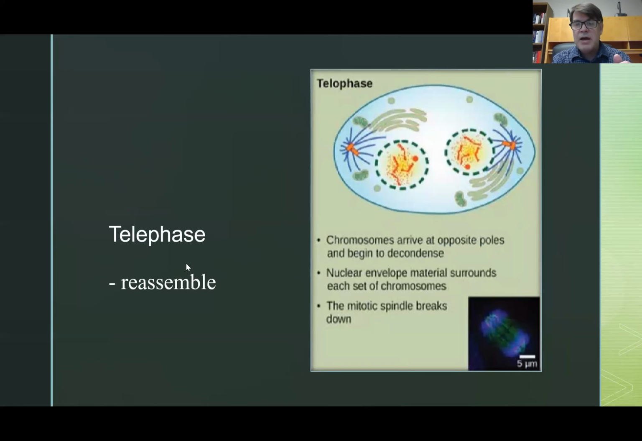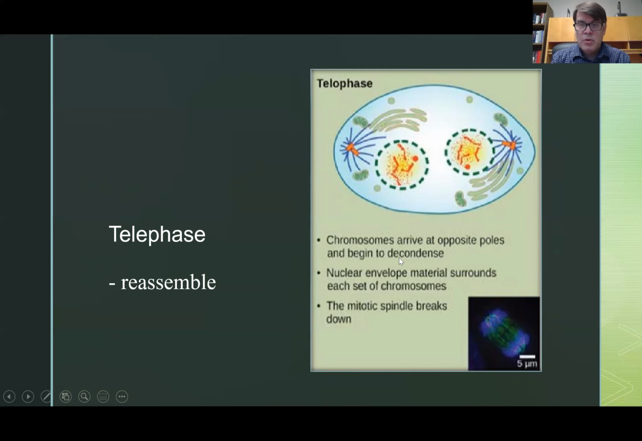Telophase is the end. We now begin to form two nuclei, like two yolks in an egg that had two yolks. In telophase we reassemble on each side. We now have the materials for two cells, one on each side of this elongated thing. The mitotic spindle is no longer needed, so it unattaches.